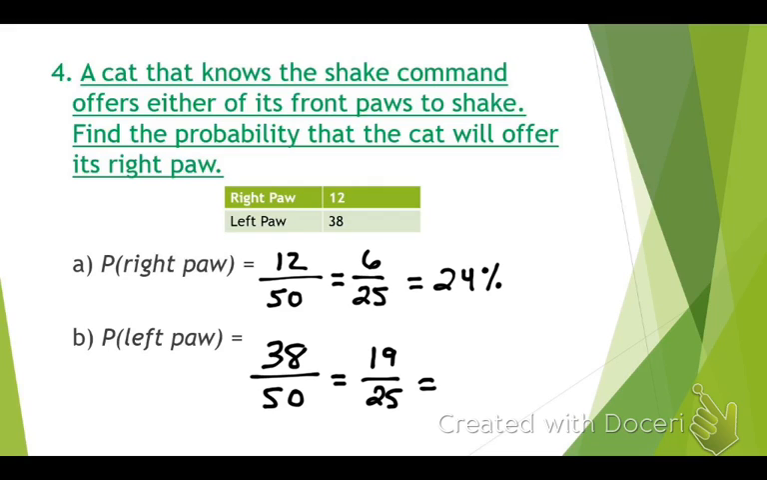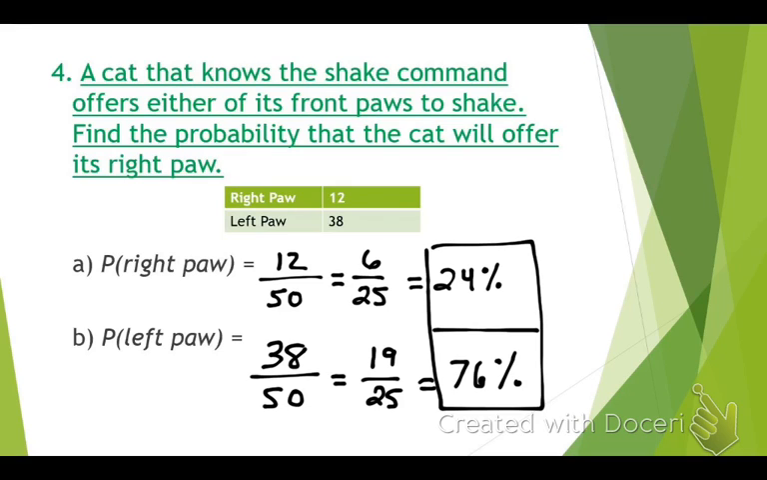0.76 means 76%. Now, do you guys notice anything about these two percentages right here? They equal what? 100, because there's a 100% chance that it did something, because it did do something, okay? So you can always add that up. You can also see this right here, 6 and 19. What do those add up to? 6 plus 19, 25. So out of 25, it did something 25 times, which is 100%, all right?